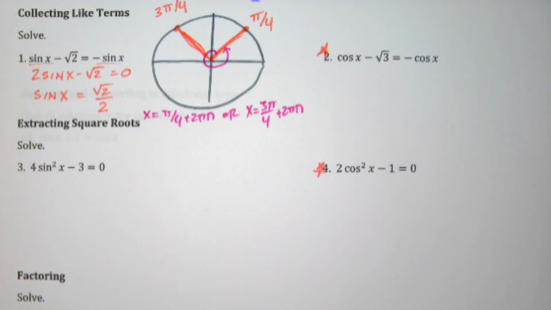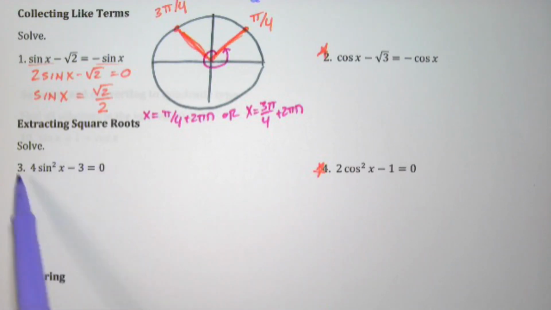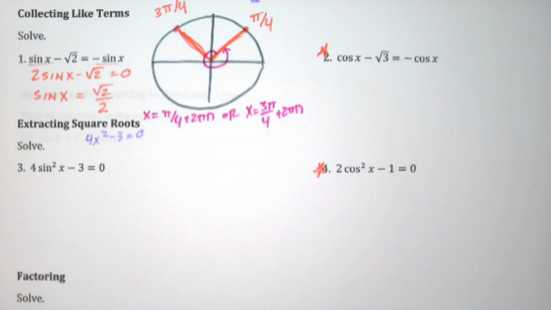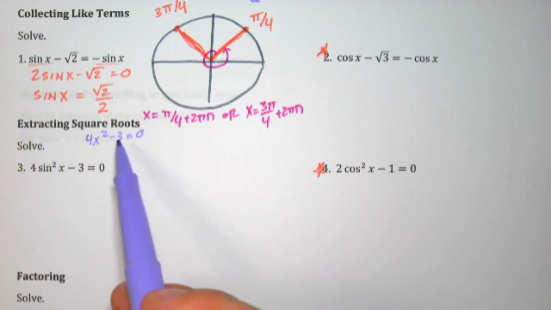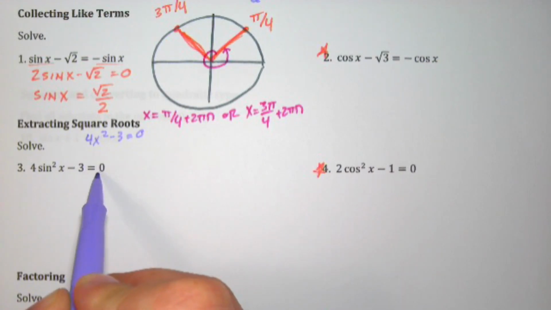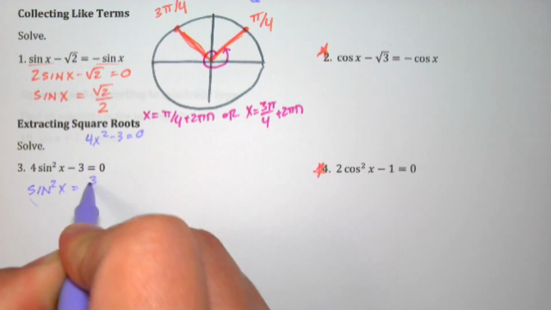So looking at number 3, it's going to be asking us to extract square roots. And the difference between number 1 and number 3 is now our function is squared. So if our function is squared and by itself, you can kind of imagine solving this as if you had, say, 4x squared minus 3 equals 0. And how you'd approach that, we're doing the same thing here, it's just that x for us now is sine of x. So we're going to add that 3 over and divide by 4. So sine squared of x is going to be 3 over 4.